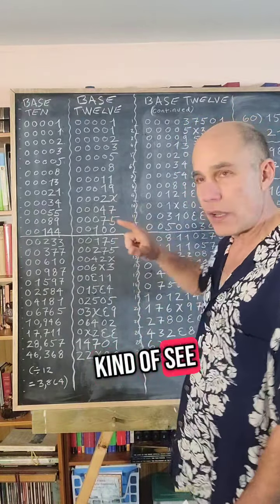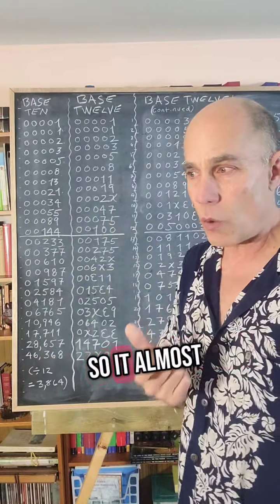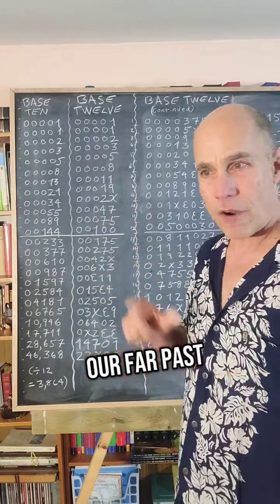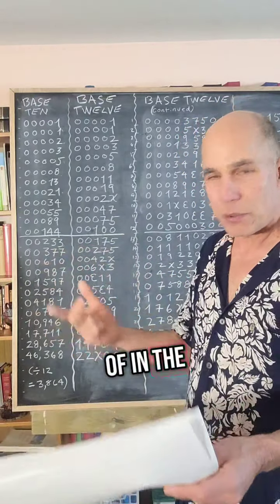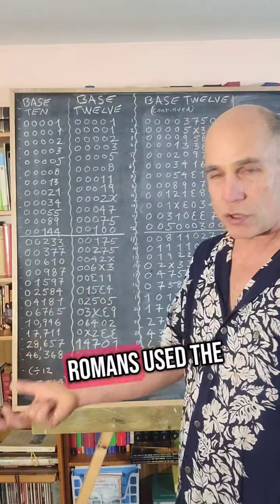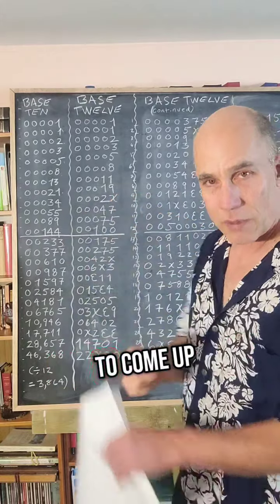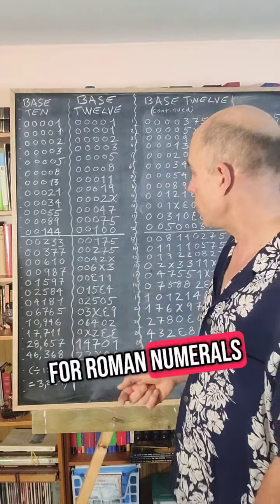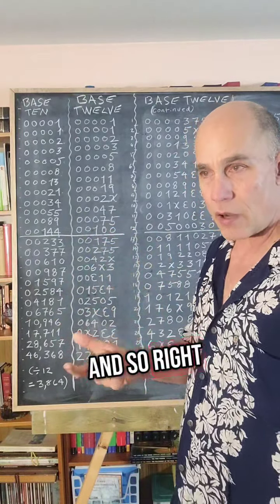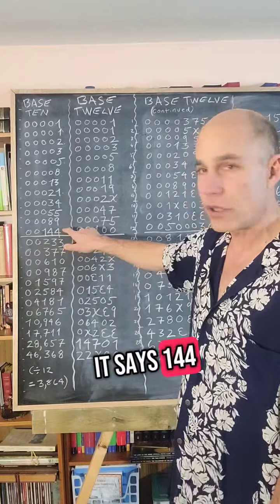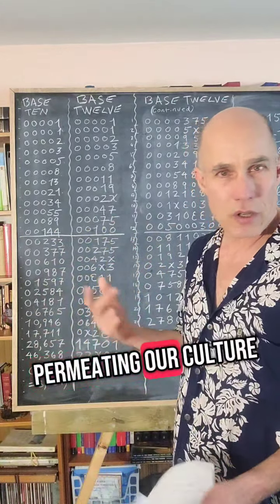And you can kind of see the X is also used in Roman numerals for 10. So it almost seems like somewhere in our far past, dec and L were around, people were aware of these symbols, and perhaps the Romans used the fact that this was already representing a 10 to come up with their X for Roman numerals. And then 100 is called gross, like a gross. And right now, if you look up how much is a gross, it says 144.